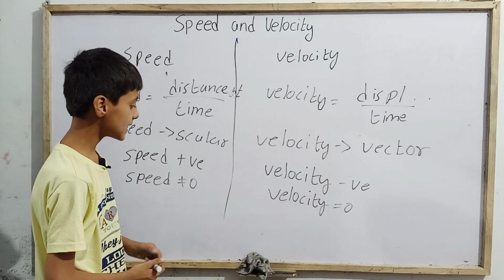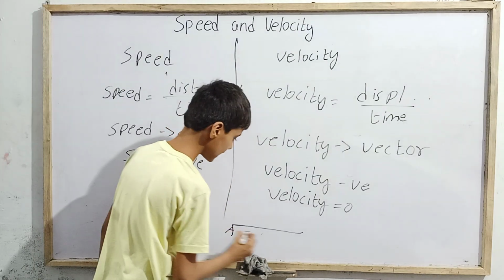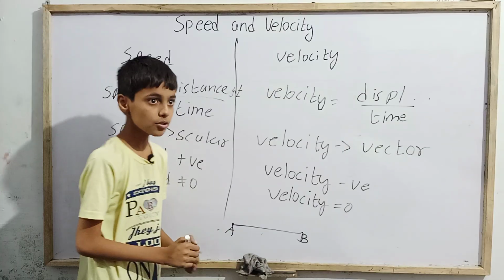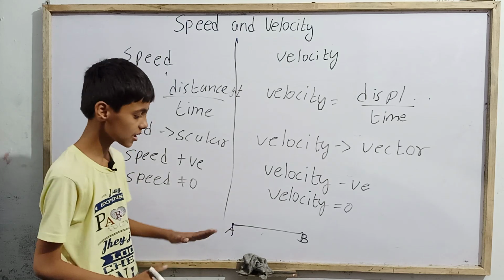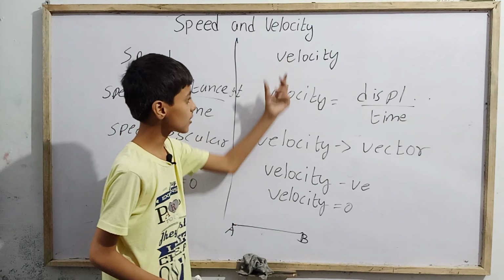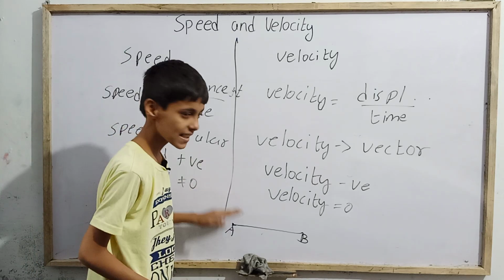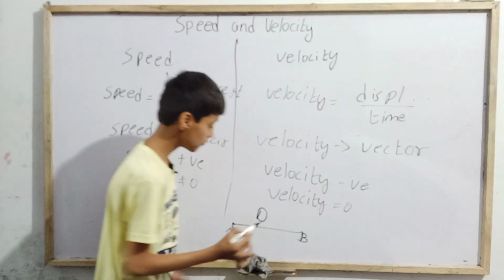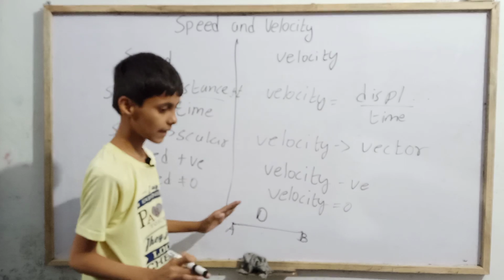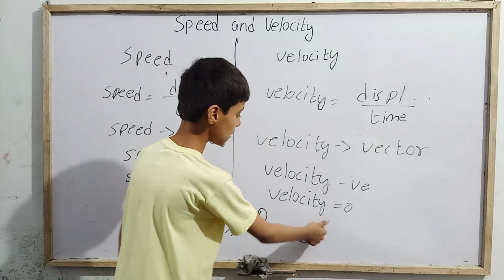How? Imagine we have two points, and we are going from A to B, then returning from B to A. Since velocity depends upon displacement, we are at the same point, so the displacement is 0 and velocity will be 0 divided by time, that is 0. What will the speed be? If the distance from A to B is D, the total distance is D plus D, 2D. So the speed is 2D divided by T, the time interval. So speed is never equal to 0, while velocity can be equal to 0.